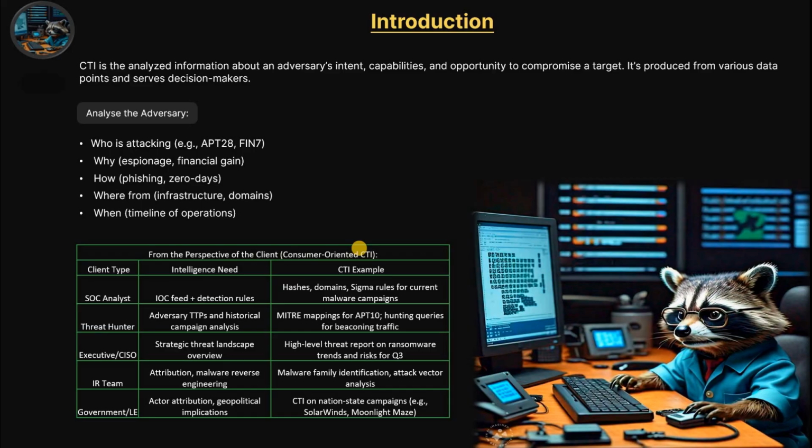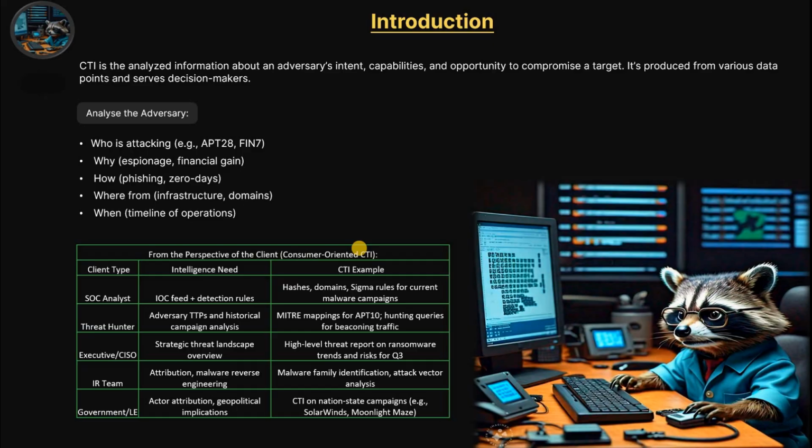If the client type is an executive or CISO, then it is very straightforward. A strategic threat landscape overview. It will be delivered as a high-level threat report on ransomware trends and risk for Q3. If this is an IR team, then its main intelligence need will be attribution, malware reverse engineering, digital forensics, memory forensics, OS forensics, and so on. Maybe cloud-related things, and so on. So what will the CTI example be here? Malware family identification, attack vector analysis.